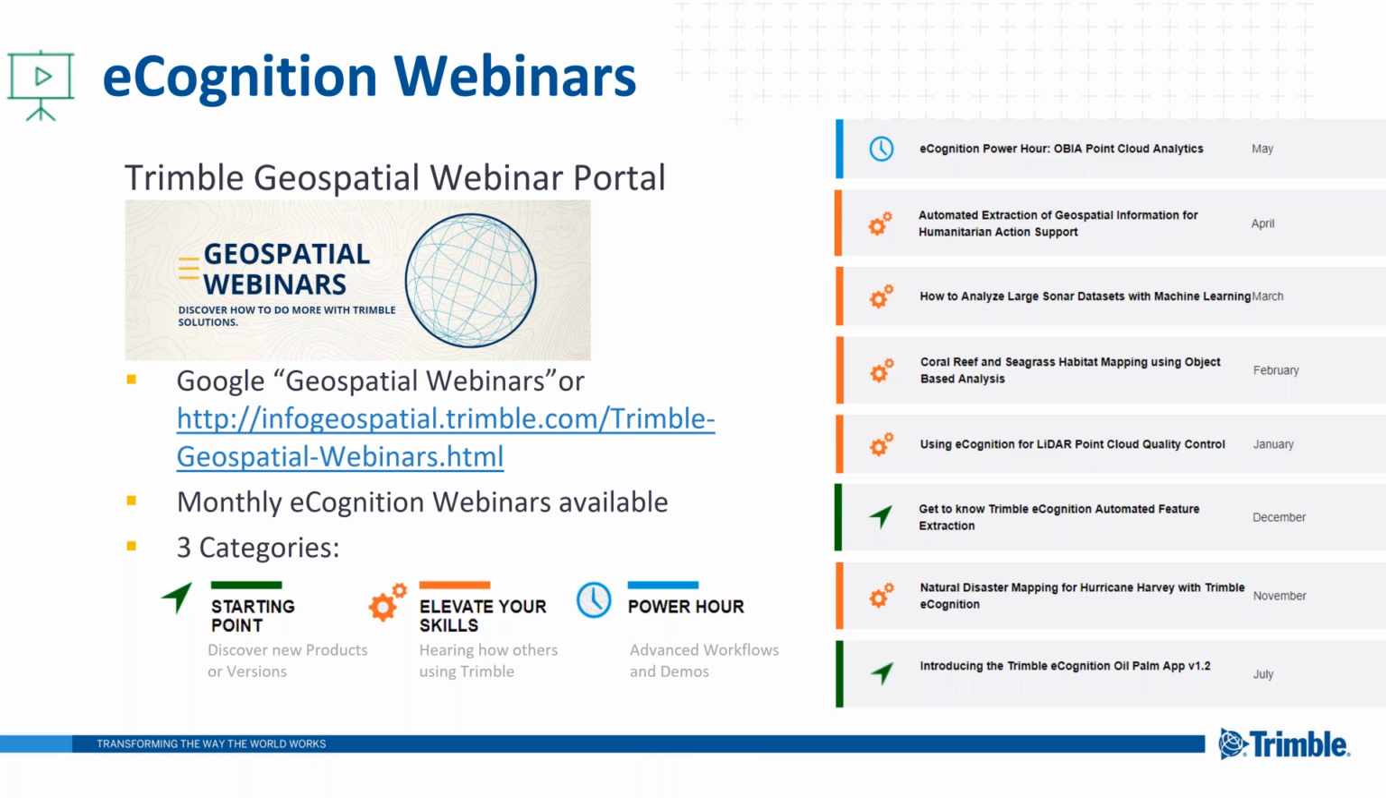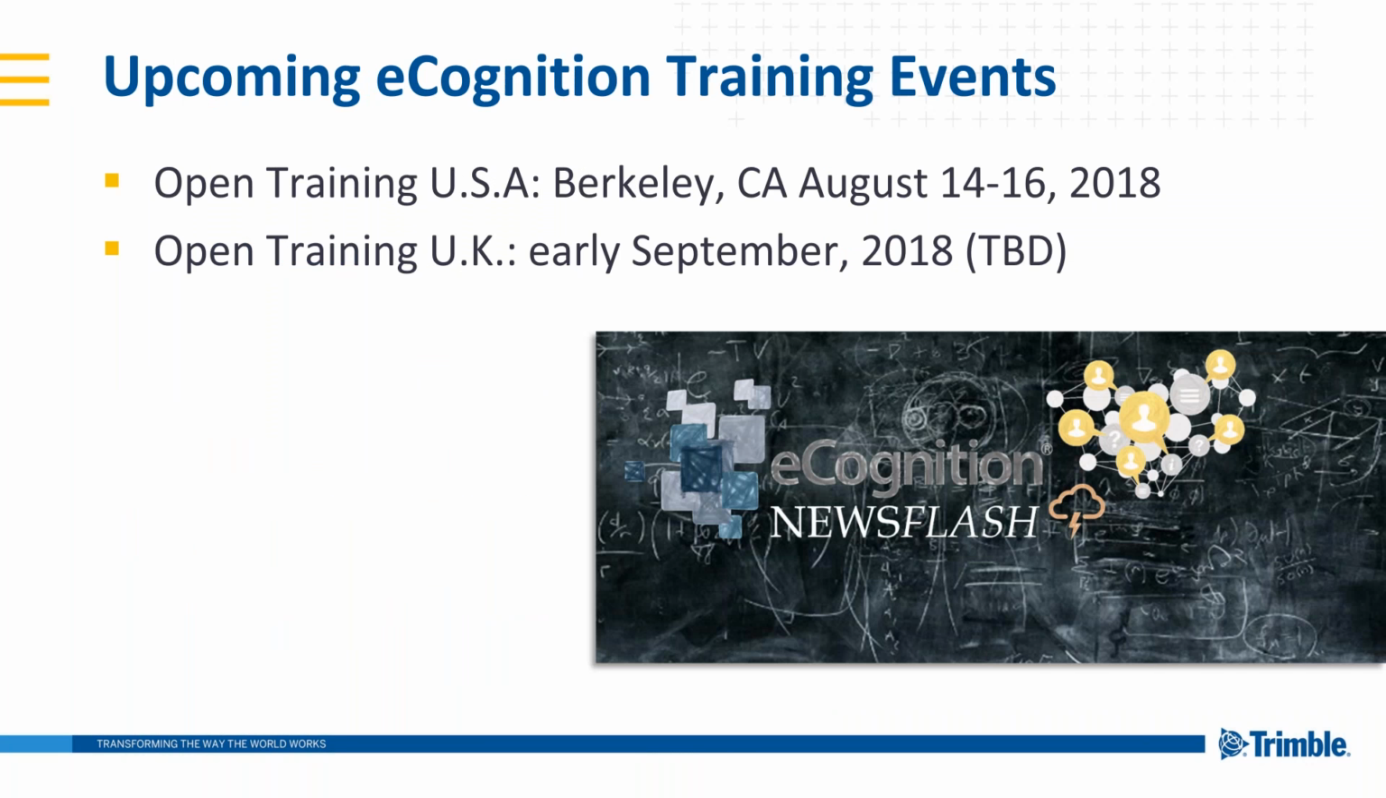And I said, maybe finally, just before we wrap up, I will field a few more questions that have come in the meantime. But other eCognition resources, we have eCognition training. And we have several upcoming training events in the calendar this year. We have an open training event that will be taking place in Berkeley, California. Here, this date has been finalized. It will be between August 14th and 16th.